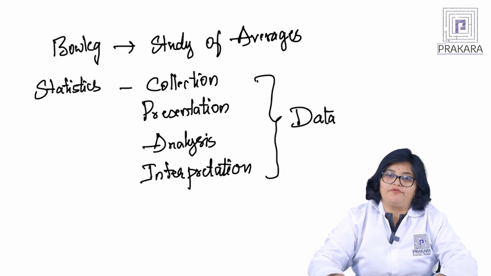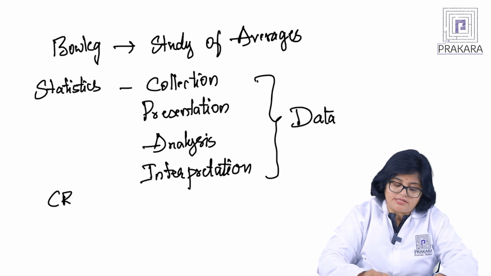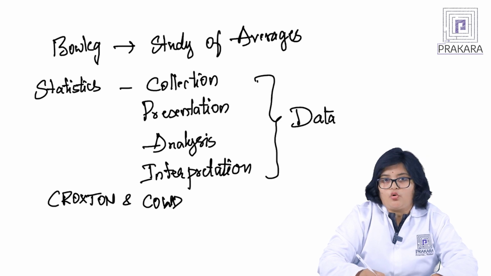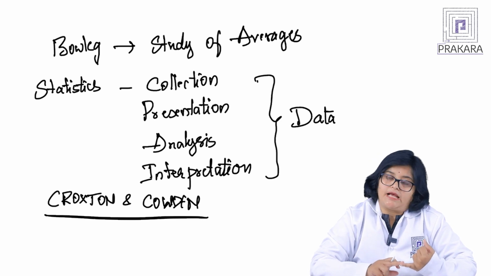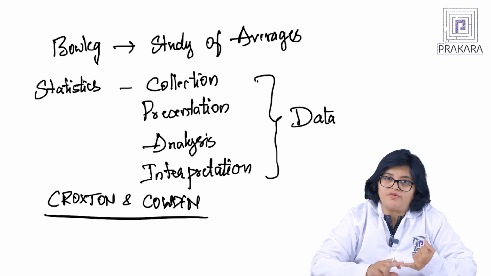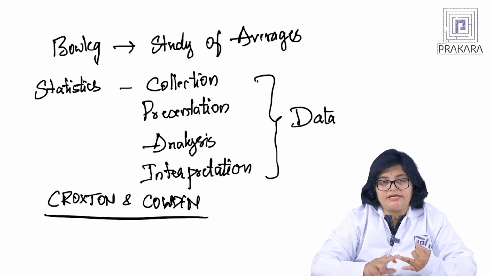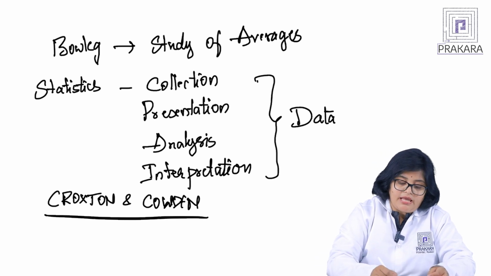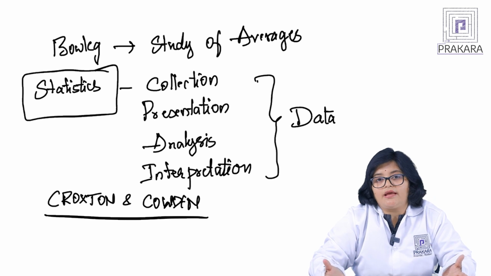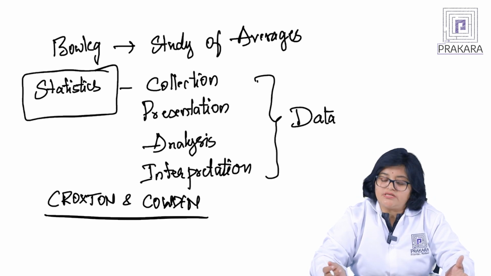This particular definition is given by the scientists Croxton and Cowden. So the branch of mathematics or a branch of science which deals with the collection, presentation, analysis and interpretation of data is called statistics. That's what gives you the definition of statistics.